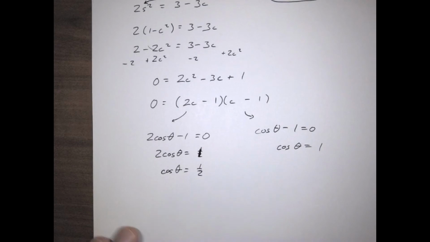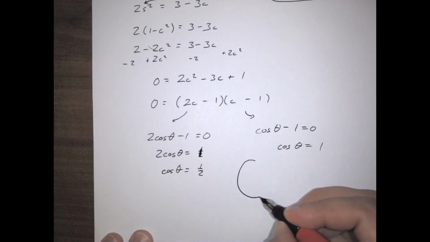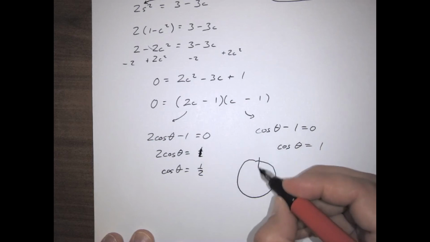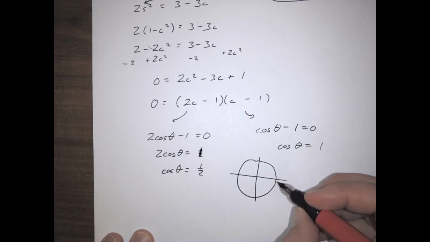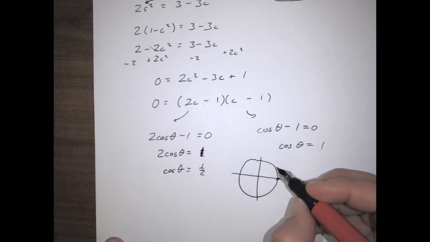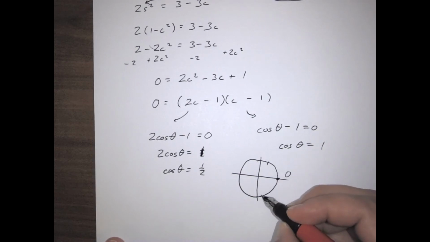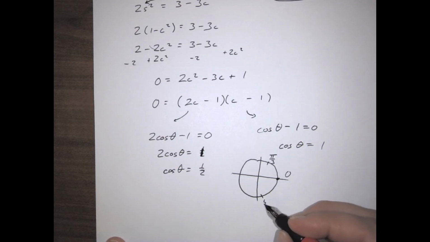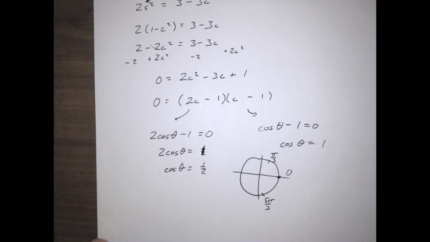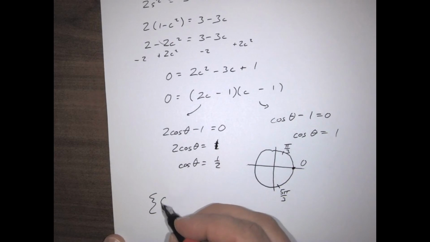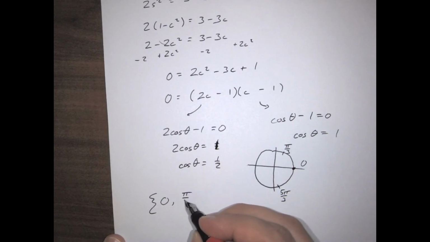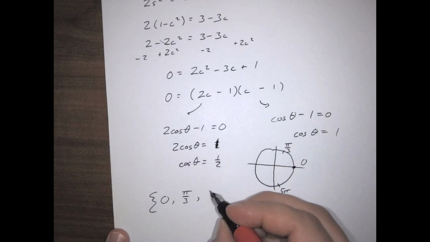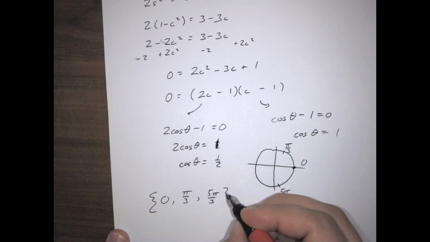So then we are in a very similar situation to what we have been in. We just have to figure out where these things happen. And our interval here starts at 0. And it goes around, but it doesn't quite include 2 pi again. So that means we have 0 here. 1 half for the cosine means that we're at pi over 3 and 5 pi over 3. So, once again, 0, just list them in order that you come across them. 0, pi over 3, 5 pi over 3.